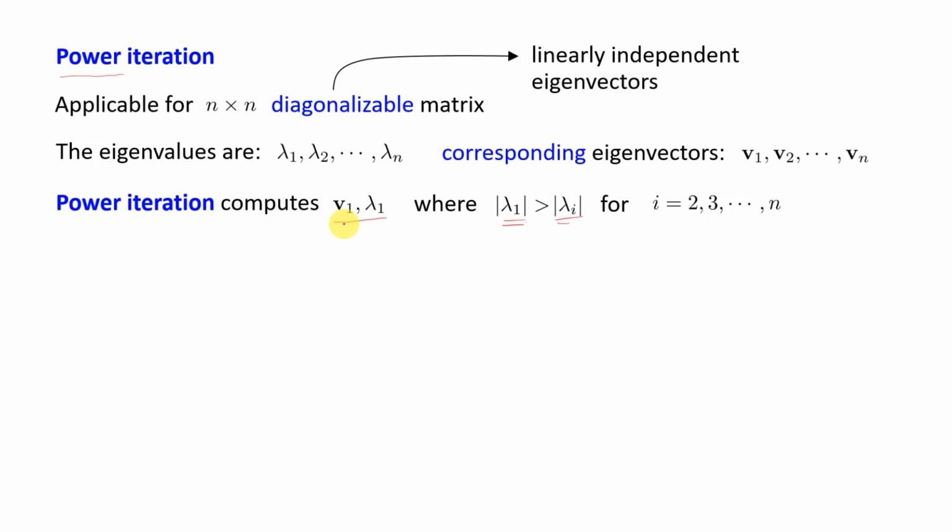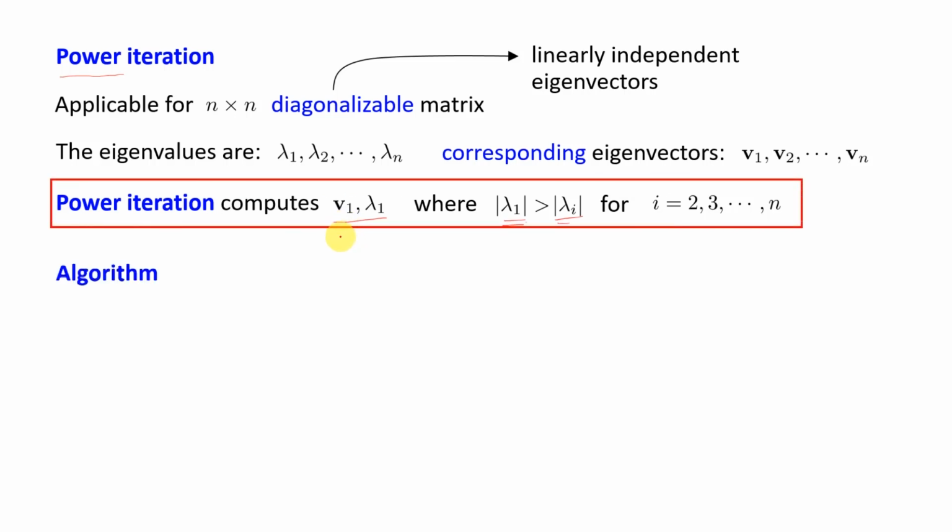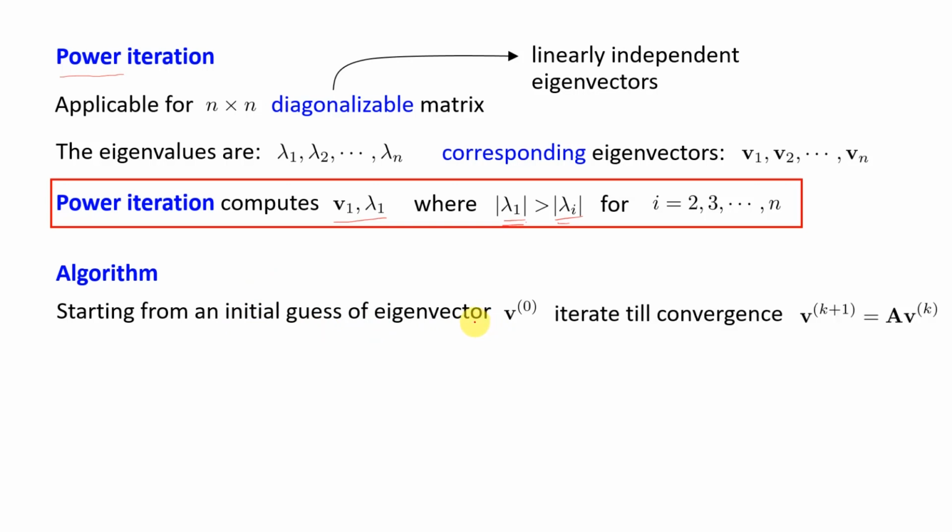How do we get it? Well, it's very simple. The idea of power iteration is that we start from an initial guess of the eigenvector corresponding to the dominant eigenvalue, and then we iterate till convergence. How? The vector in the (k+1)th iteration will be the matrix A multiplied by v of the kth iteration. We start from a guess v0, then I calculate v1, which is equal to A multiplied by v0. Then I calculate v2, which will be equal to A multiplied by v1, and so on. So it's a very simple technique.